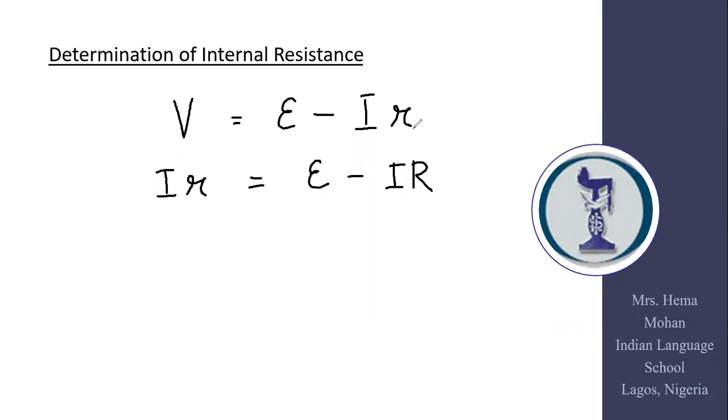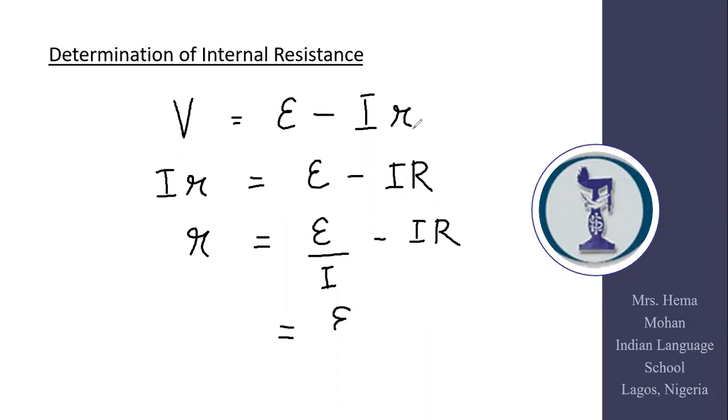I am going to divide throughout by I. So I have my E by I minus IR. Isn't that right, children? But suppose I do not want to give it in terms of I, and I want to give it in terms of the potential difference, the terminal potential difference. What can I again do?